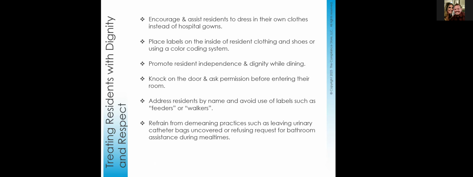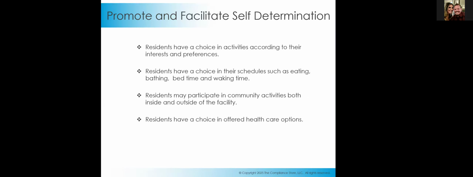Yeah, that's terrible. Refrain from demeaning practices such as leaving urinary catheter bags uncovered or refusing requests for bathroom assistance during meal times. That's not good.